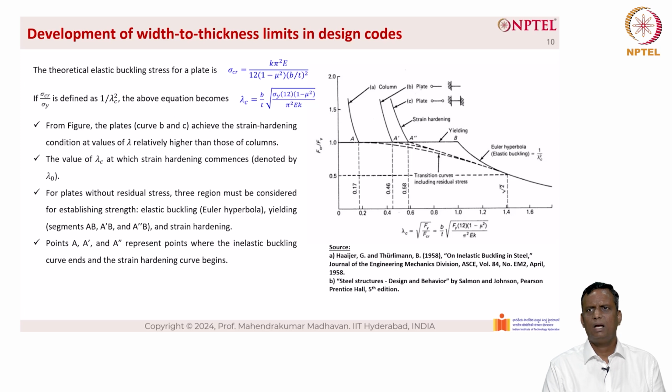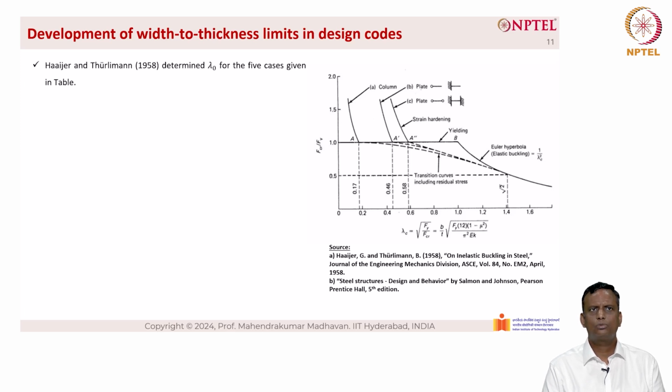place in a column, the inelastic buckling that takes place in a plate with three sides simply supported and one side free, and the inelastic buckling that takes place in plates supported on all four edges, that is A double dash to B. So, A for columns, A dash for plates supported along one edge, and A double dash for plates supported along two edges.